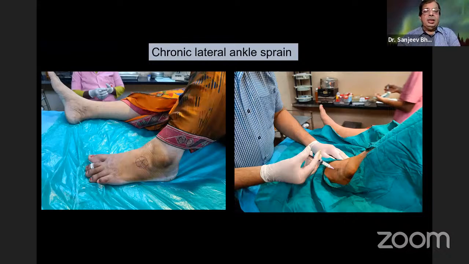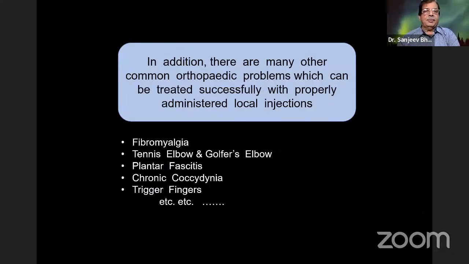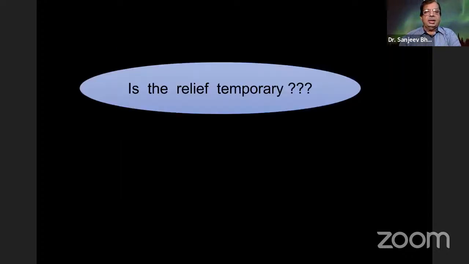Similarly, in chronic lateral ankle sprain, tenderness is at the distal attachment of the anterior talofibular ligament. If you inject there, along with ankle support for about 1 to 1.5 months, patients will have very good relief. In addition, there are many other common orthopedic problems which don't come under periarticular conditions as such. As I said, fibromyalgia, tennis elbow, golfer's elbow, plantar fasciitis, chronic coccydynia, trigger finger, etc. And in the spine, facet joint arthritis with facetal pains, where you give facetal injections. All of these are amenable to these local injection techniques.